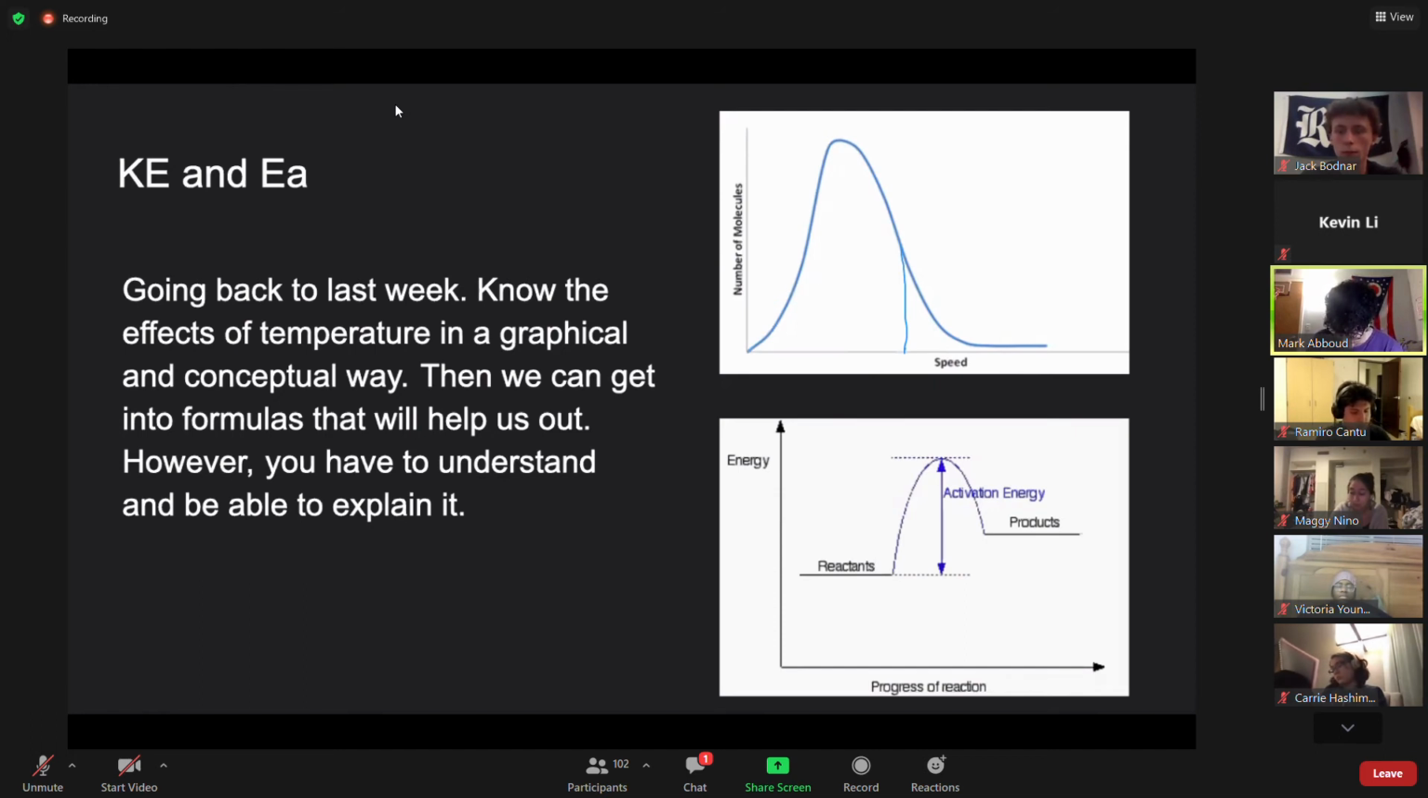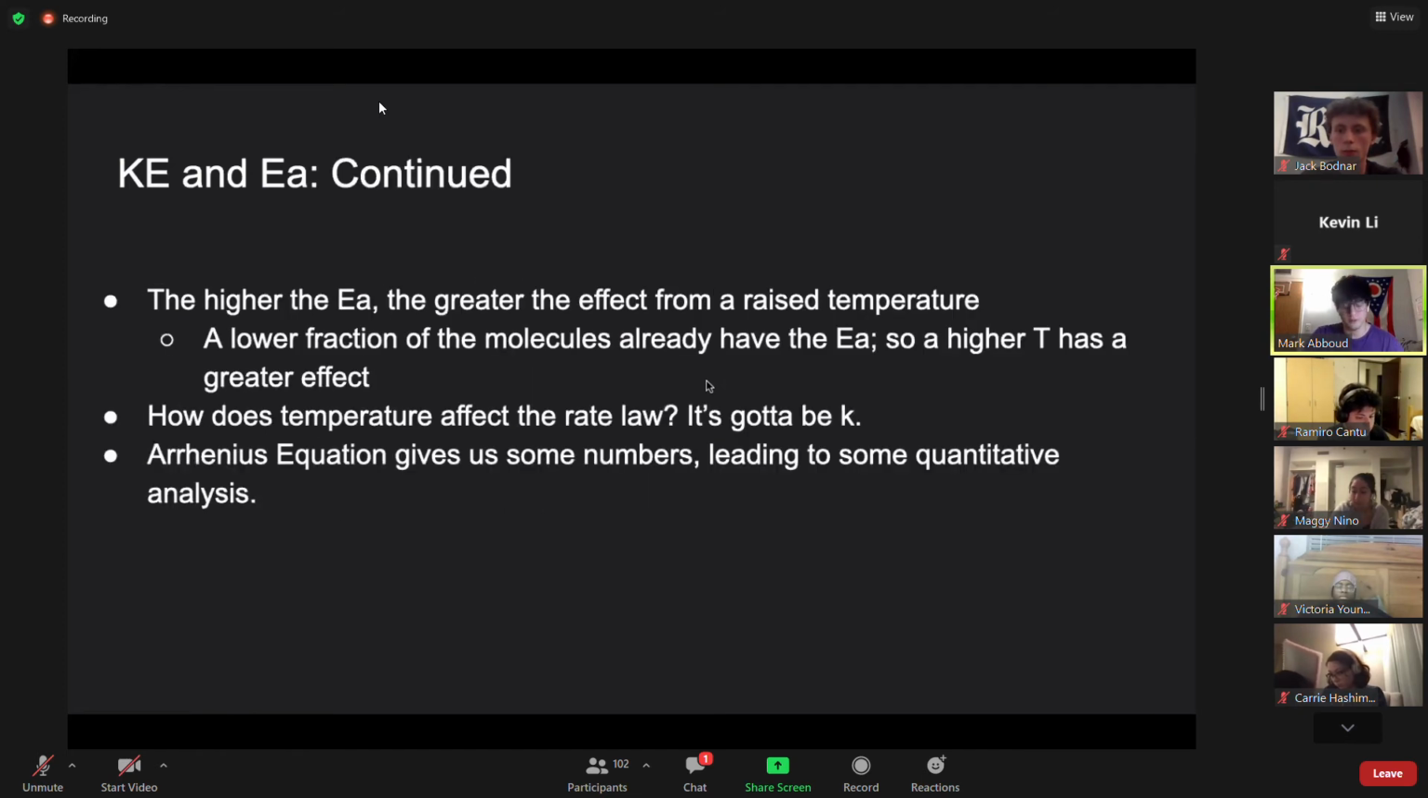Like I said, I don't have the design skills to really rotate the Maxwell-Boltzmann distribution, but I know it helps a lot of people understand this concept. So I would go back to that lecture and watch it if this does not make any sense or if you have not seen it before. The higher the activation energy, the greater the effect from a raised temperature. A lower fraction of the molecules already have the activation energy, so a higher temperature has a greater effect.